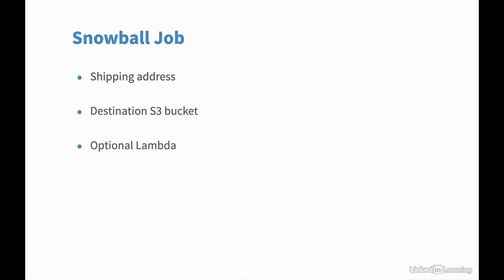To get started, you'll log into the AWS console and create what's called a Snowball job. The job consists of a few things. For example, for an import job, you'll specify a shipping address, a destination S3 bucket, and an optional Lambda. This Lambda will be executed for every S3 put performed by the Snowball import job. You can use this to kick off all kinds of processing related to your data import.